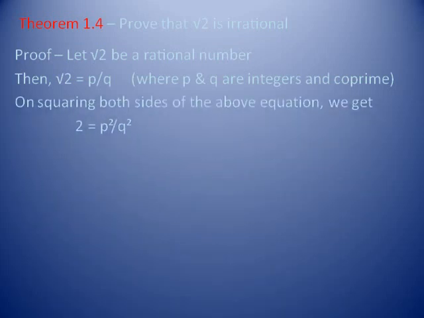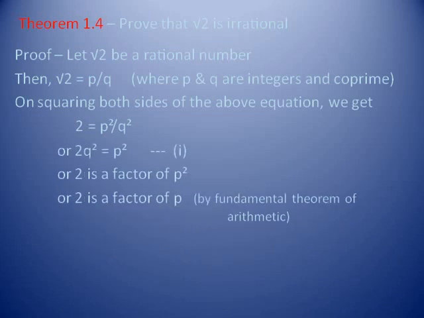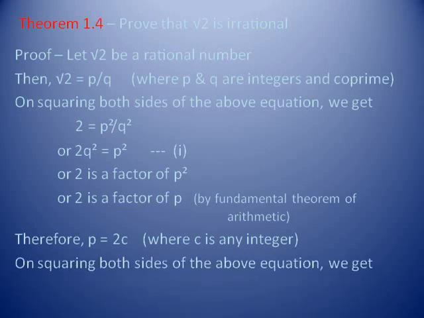Now on squaring both sides of the equation, we get 2 is equal to P square by Q square, or the equation can be written as 2Q square equals P square. So we can say here that 2 is a factor of P square. Now since 2 is a factor of P square, therefore 2 is a factor of P by the fundamental theorem of arithmetic. So we can write P equals 2C, where C is any integer, and 2 is a factor of P. On squaring both sides of the above equation, we get P square equals 4C square.